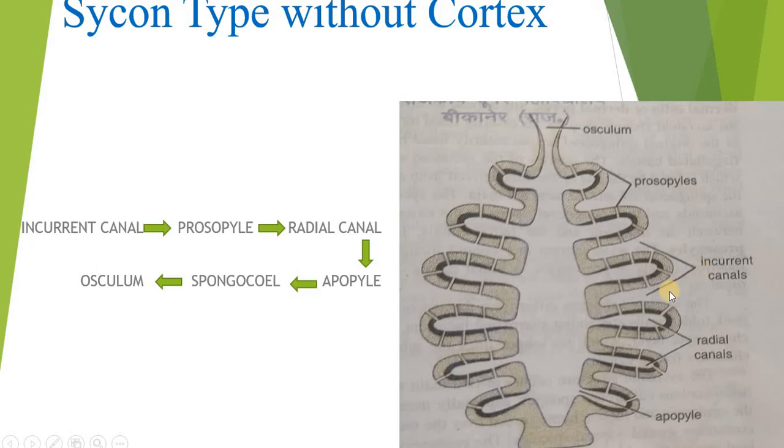Water enters into the incurrent canal. From incurrent canal it enters the radial canal through prosopyles. From radial canal it enters into the spongocoel by apopyles. From apopyles the water enters into the spongocoel, and from spongocoel it goes outside by the osculum.